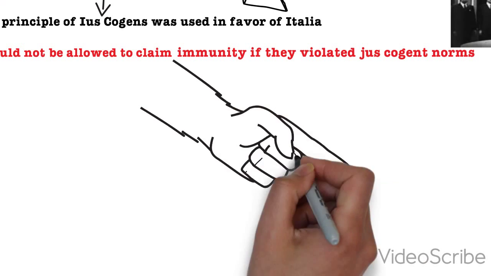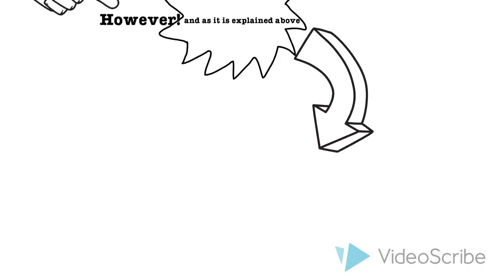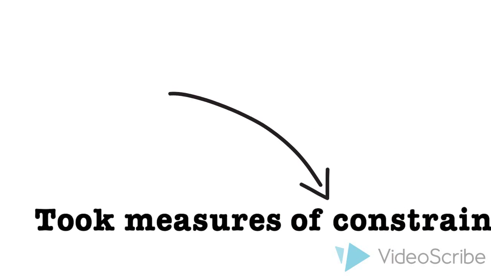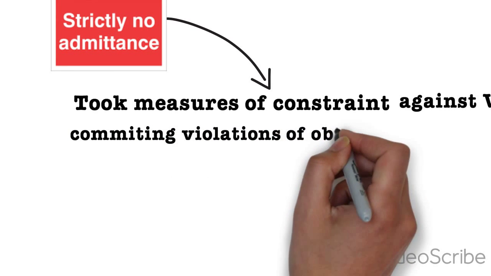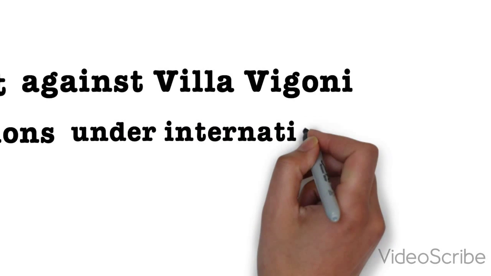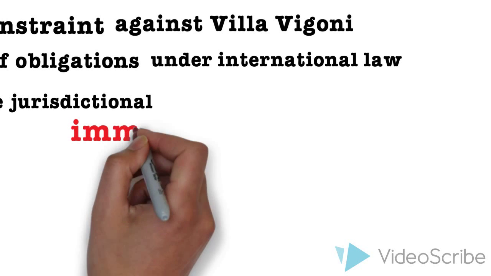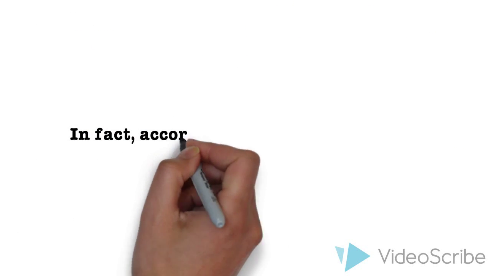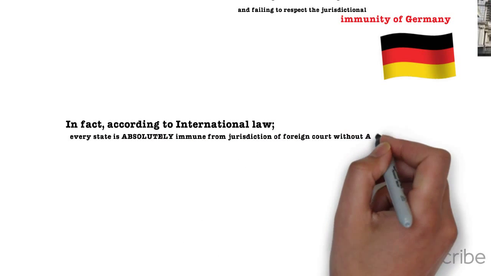However, and as my colleagues already explained the facts of the case above, Italy committed violations of its obligations under international law, in that Italy failed to respect the jurisdictional immunity which Germany enjoys under international law by taking measures of constraint against Villa Vigoni, which is German state property. Italy thus violated German state sovereignty. According to international law, every state is absolutely immune from the jurisdiction of a foreign court without any exception, which means that Italy had no right to undertake such measures against Germany.